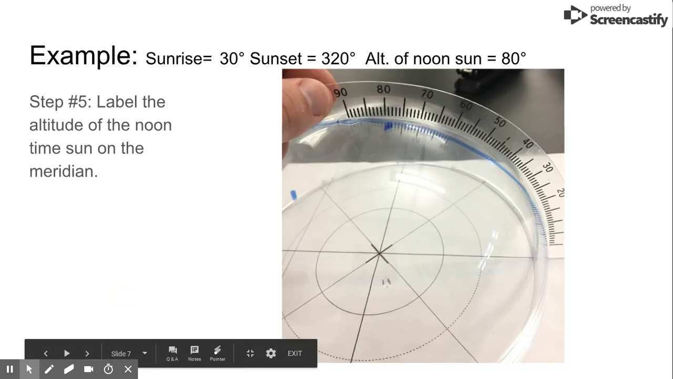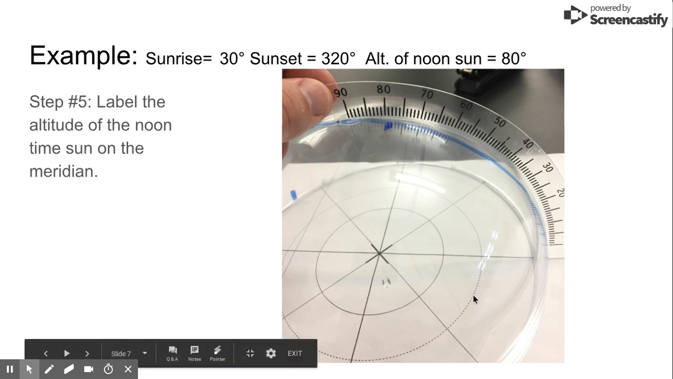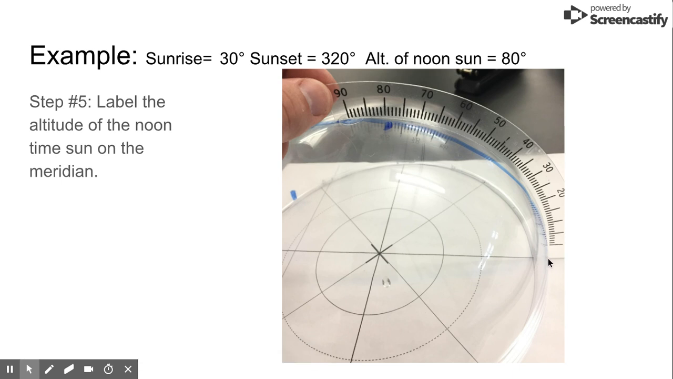The next thing I'm going to do, step 5, is label the altitude of the noontime sun. In order to do that, I'm again going to take advantage of the fact that this piece of paper is the horizon. If this is the horizon, I'm going to label 80 degrees above the horizon to indicate my position of the noontime sun, and I'm going to put a dot right there.